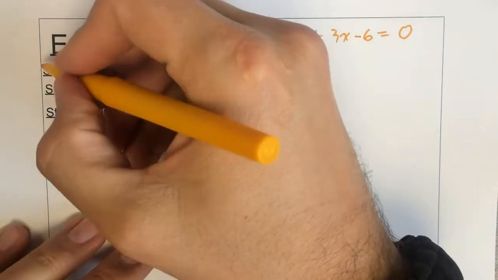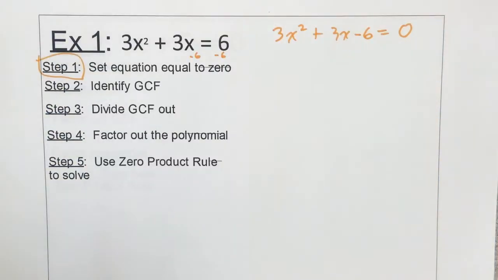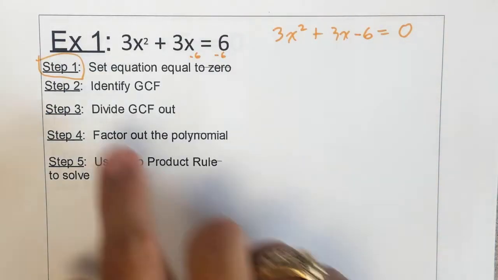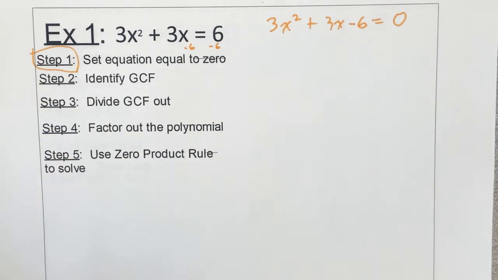Okay, so that is step number 1. We are done with step number 1. We set it equal to 0. This would be very good to copy down and have with you.